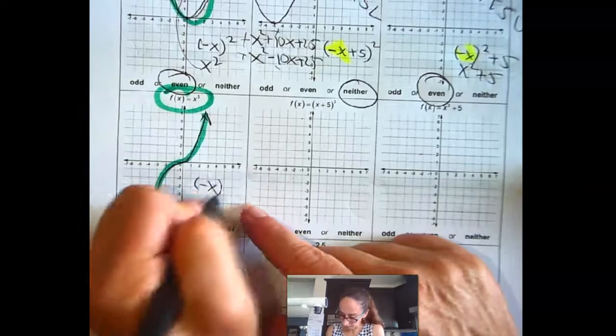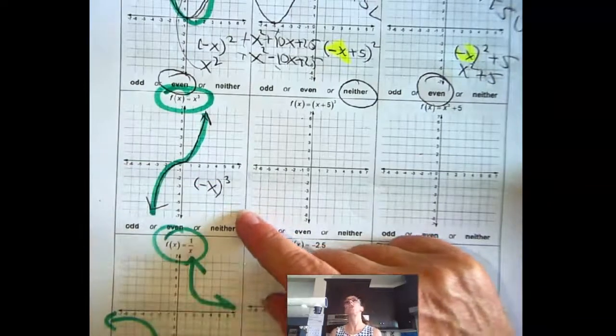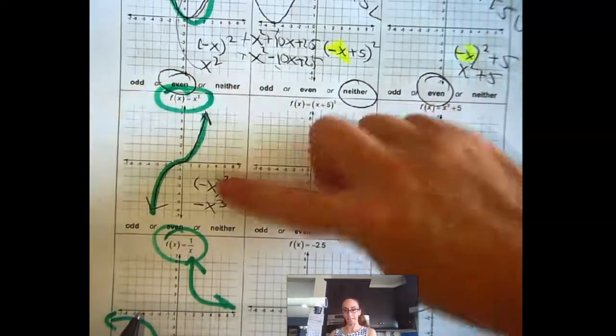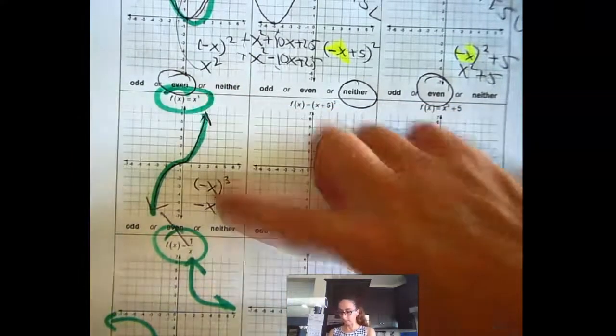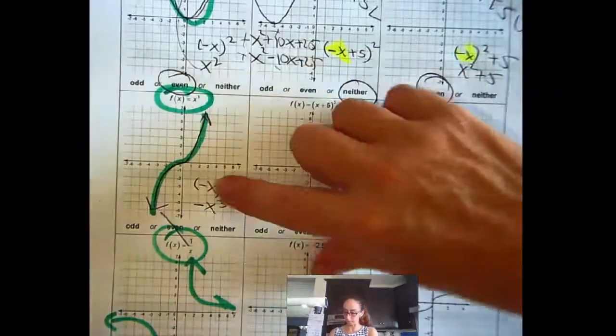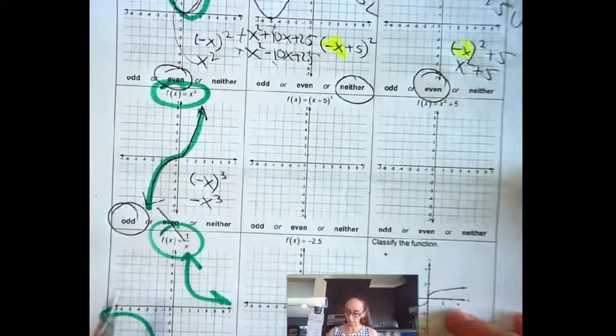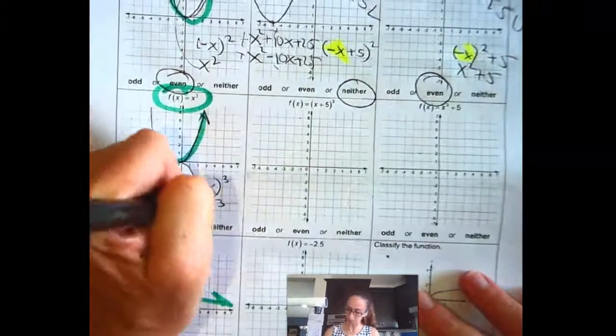That's right. Negative x cubed. Well, if I cube a negative, it stays negative. So is it exactly the same? No. Is it the same but opposite? Yeah, this one's positive, this one's negative. So it's odd. Okay. If I was to graph it, it would go like that. It's a reflection.